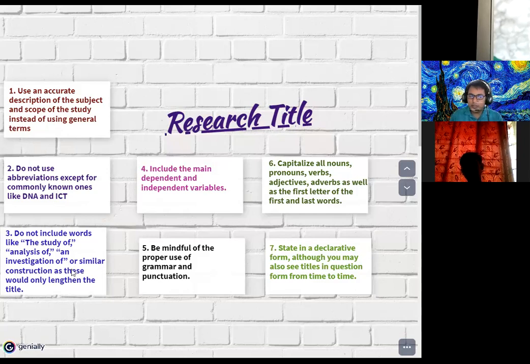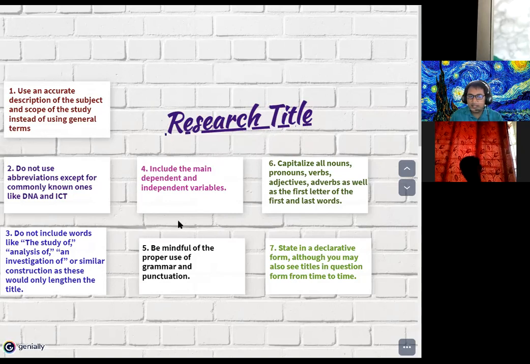Next, do not include words like "the study of," "analysis of," or "an investigation of." Similar constructions would only lengthen the title. We no longer need to include "the study of." I know, it is a study, it is research, but there is no need to write down these phrases. They will only lengthen the title. A title is not meant to be long. Your title must be simple, clear, and concise.